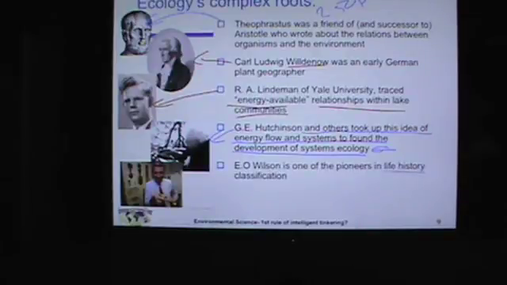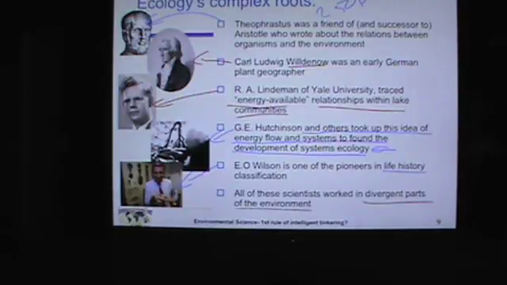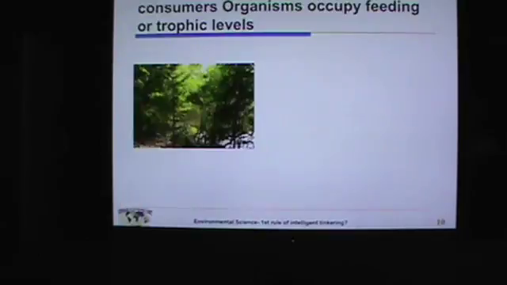He's still with us. Edward O. Wilson, one of the pioneers in life history classification, did some interesting things with bugs in the Florida Keys, killing a lot of them. All these scientists worked in divergent parts of the environment. That's where their study was.